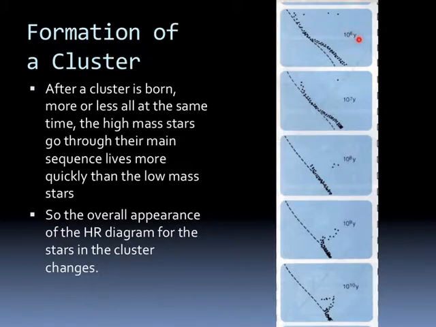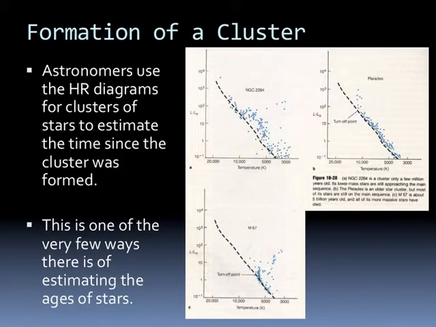At 1 million years, stars in this part of the HR diagram are still protostars. They haven't reached the main sequence. Whereas the supermassive ones have already become a star, lived out their lives, and are in their death throes. And so by looking at the turning off point of where stars are dying, I could tell the age of a star cluster. So the astronomers can use the HR diagrams to estimate the time since the cluster was formed. This is one of the very few ways there is of estimating the ages of stars.